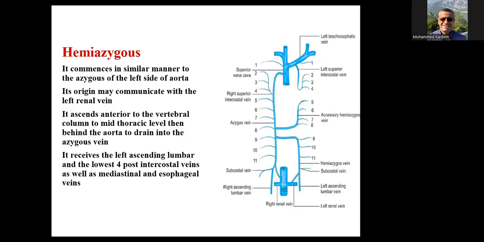Hemizygous. Its course is similar, just like the azygos vein. At its origin it may communicate with the left renal vein and descend anterior to the vertebral column to mid-thoracic level. Then it goes behind the aorta to drain into the azygos vein, as we said previously, at the level of T8. It receives the left ascending lumbar and lower fourth posterior intercostal veins, as well as the mediastinal and esophageal veins.